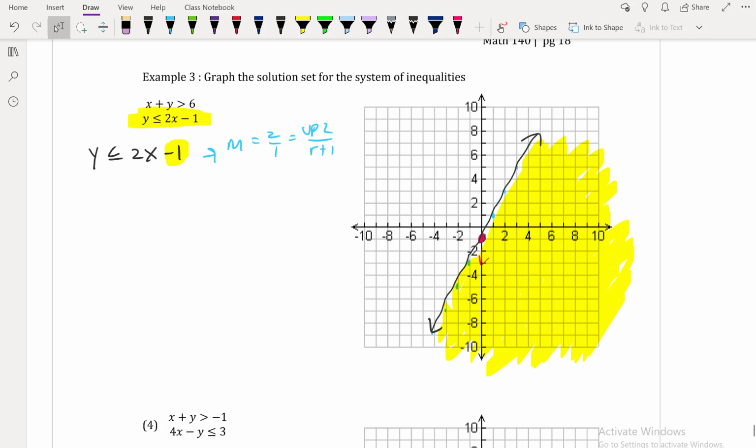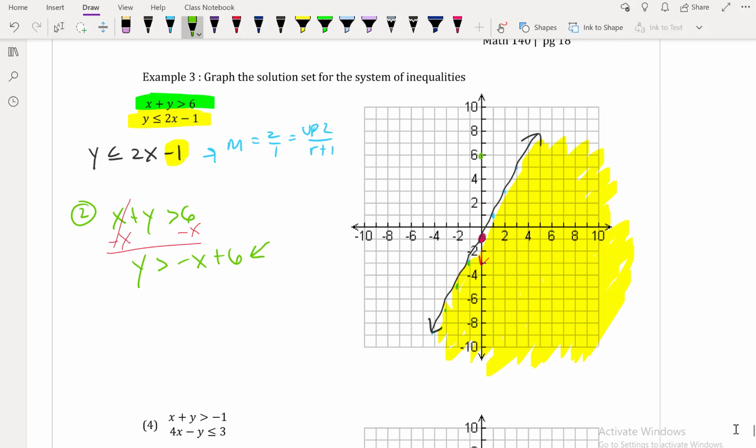Okay. So now I want to think about my second equation here. For that second equation, I have x plus y is greater than 6. So I'm going to subtract x from both sides and get that y is greater than negative x plus 6. Well, I know from here my y-intercept's at positive 6. I know that my slope tells me to go down 1, right 1, or I can go up and to the left.